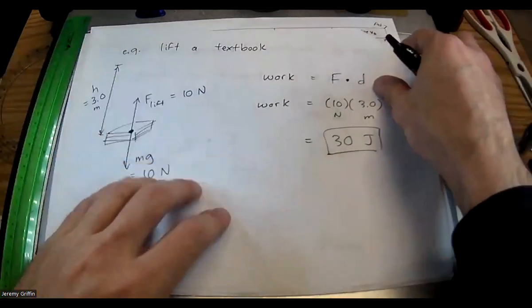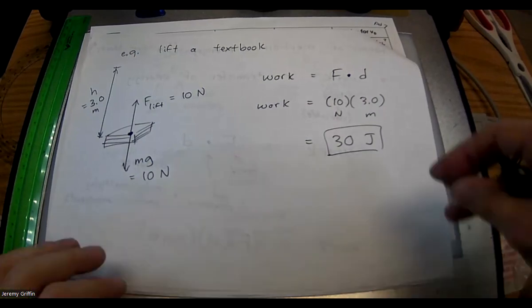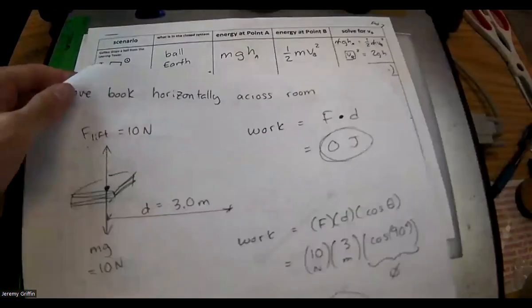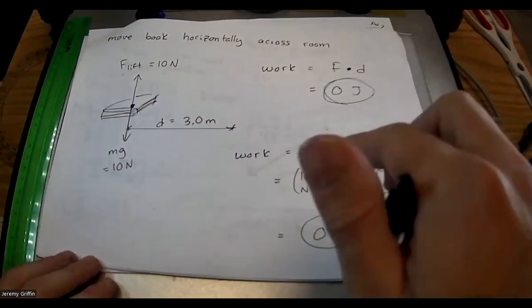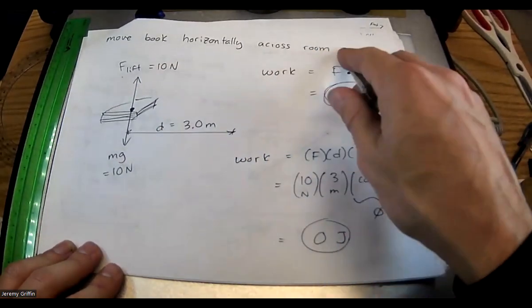Now hold on to that idea because a couple of pages from now, that's going to also represent the potential energy of that book. That's where the energy had to go. But save that because let's look at a couple other examples with moving this book around. Suppose you move the book to the side, like horizontally across the room.